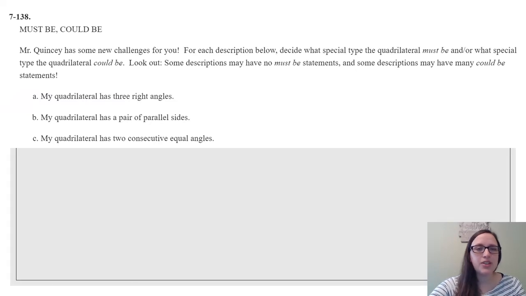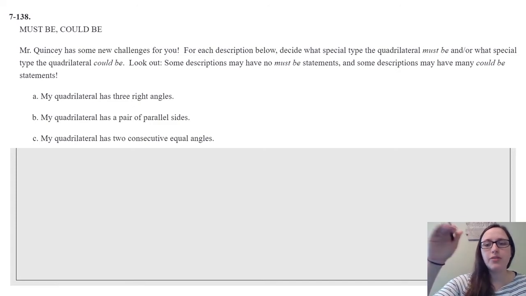All right, so we're going to start with another must be, could be problem. So we have some new descriptions below, and we're going to figure out what quadrilaterals it must be and what quadrilaterals it could be. The must be is always above the could be quadrilaterals in our family tree that we talked about in lesson 726.